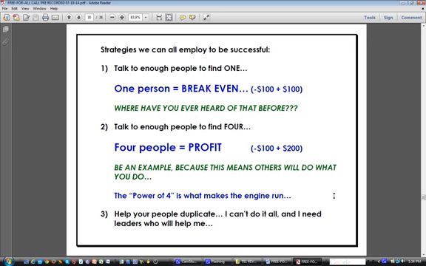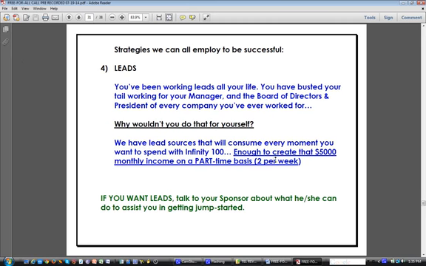So be an example, because this means others will do what you do. And the power of four is what makes the engine run. So simply help your people duplicate. I can't do everything, but I am here to help each and every one of you on this call, and I need leaders who will help me in addition to the ones that we already have. But I am going to exert blood, sweat, and tears on your behalf, okay?